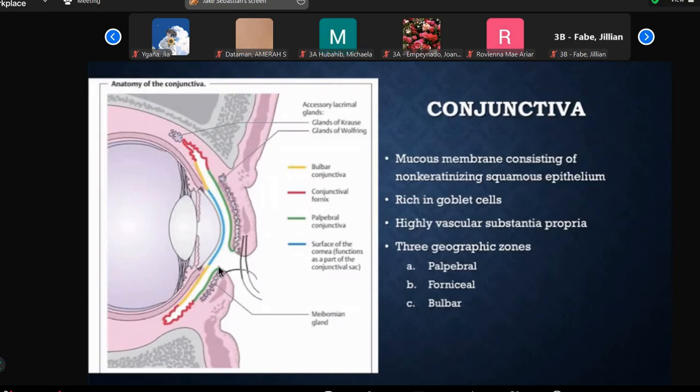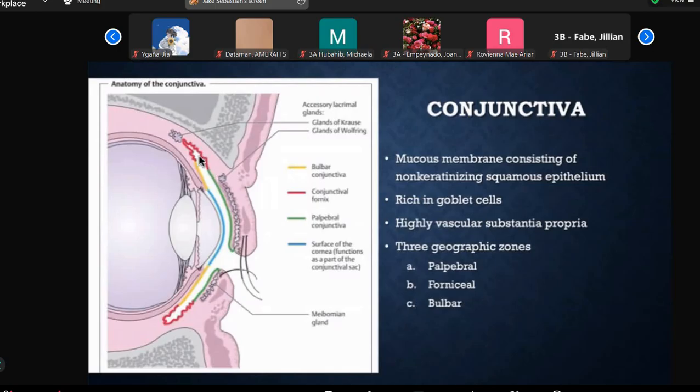So before we do any removal, we have to make sure that it's not full thickness so that we don't inadvertently cause the area to open up and leak. And number two, we need to instill topical anesthetic to block the trigeminal innervation of the area.